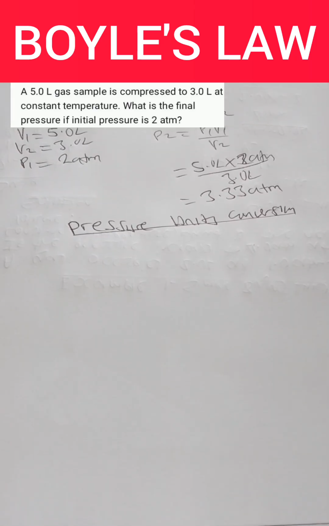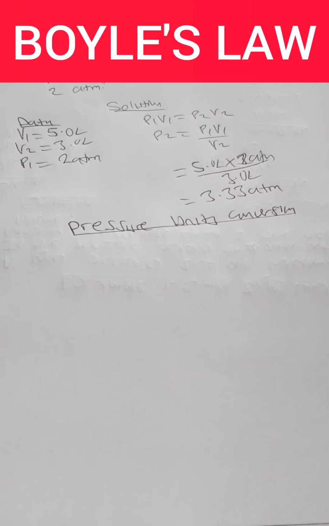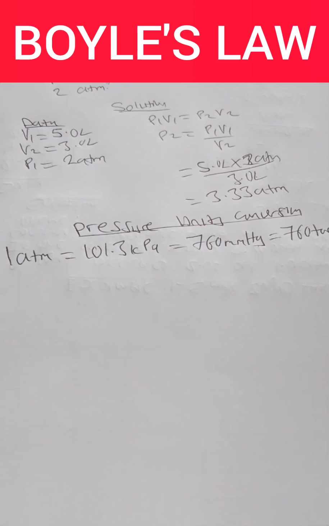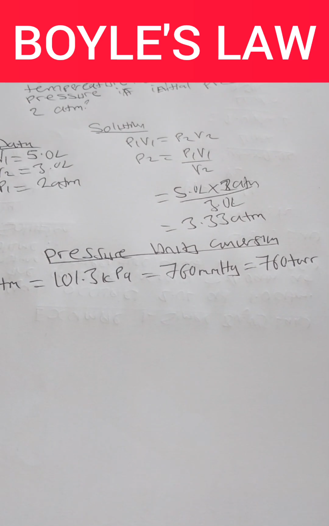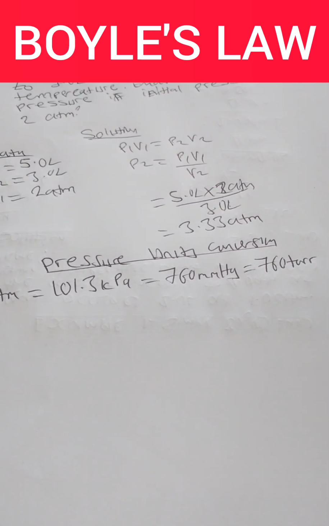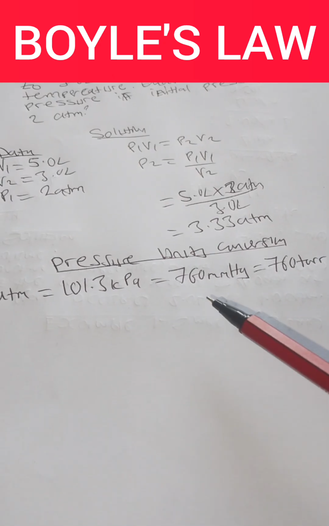Now let's talk about the unit conversion for pressure units. So you're going to find that in gas laws, you can be given atm or in terms of kilopascals or millimeter Hg. Yeah, so here is just the conversion that is going to be helping you. So 1 atm is equal to 101.3 kilopascals, which is equal to 760 millimeter Hg. And also 1 atm is equal to 760 millimeter Hg.